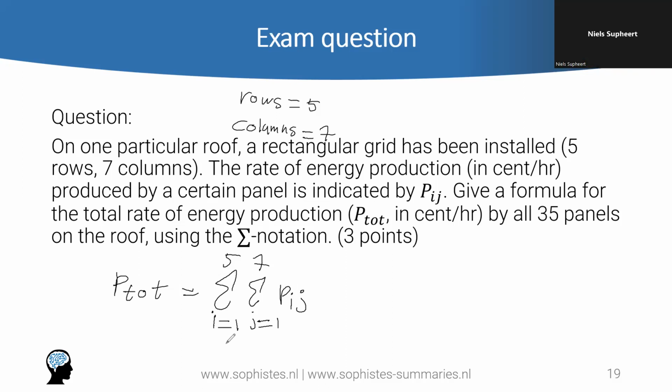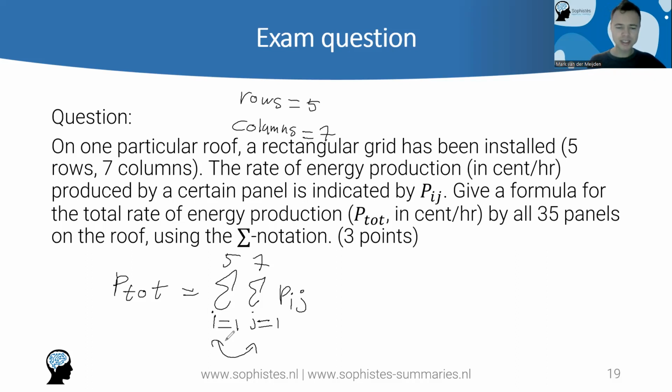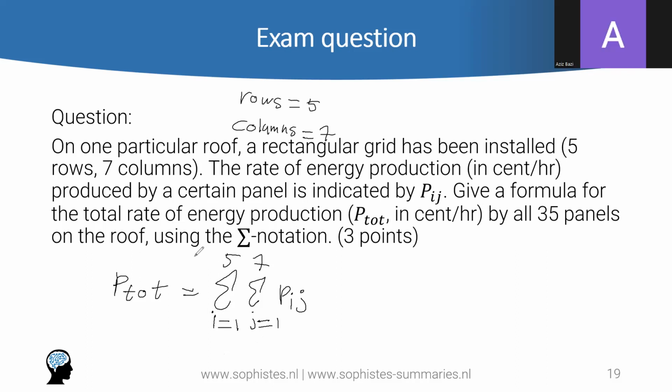Why did you put one down? The question: does it matter if the 7 is on the right or the left? Yeah, you can definitely switch the 2 summations. And if you define j as the rows and i as the columns, then you could also switch the 2 numbers. That's correct.